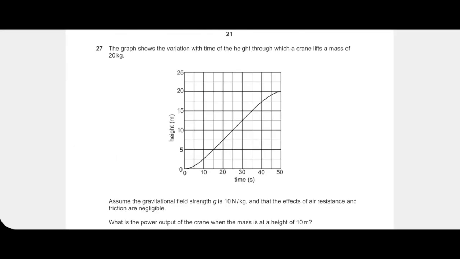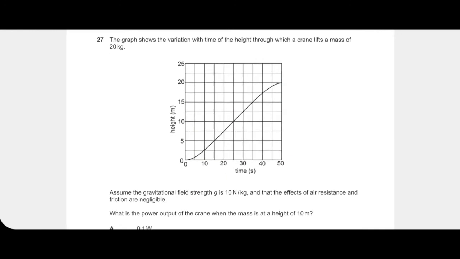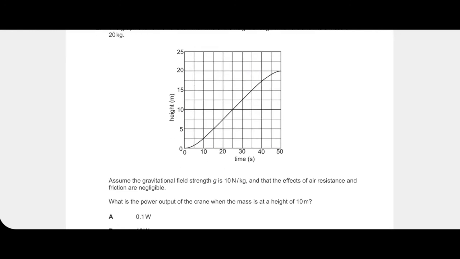Question number 27. The graph shows the variation with time of the height through which a crane lifts a mass of 20 kg. Assume the gravitational field strength is 10 newtons per kg and the effects of air resistance and friction are negligible. What is the power output of the crane when the mass is at a height of 10 meters? So to calculate the power output, so number of watts, we are going to need not only one equation, we're going to need 2.